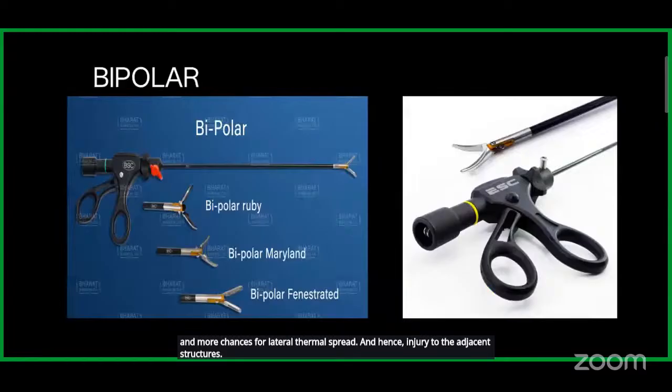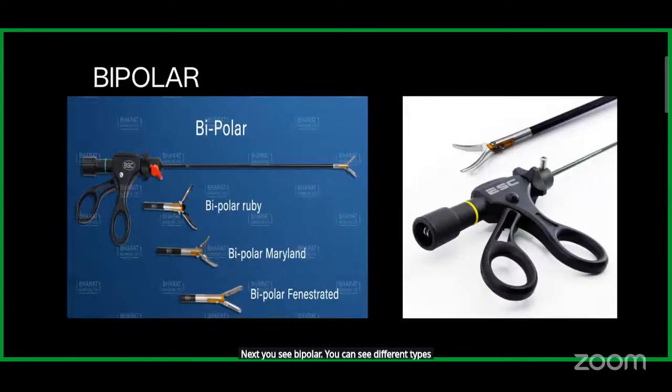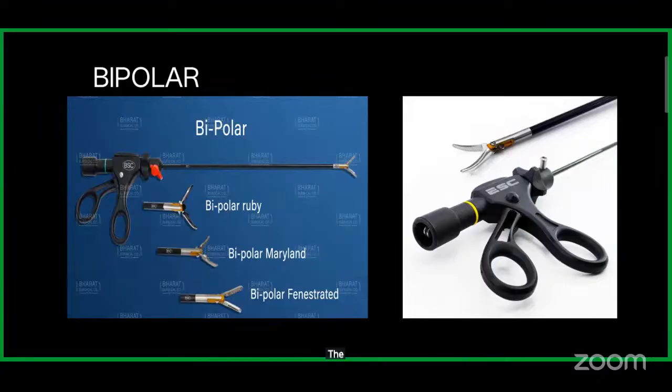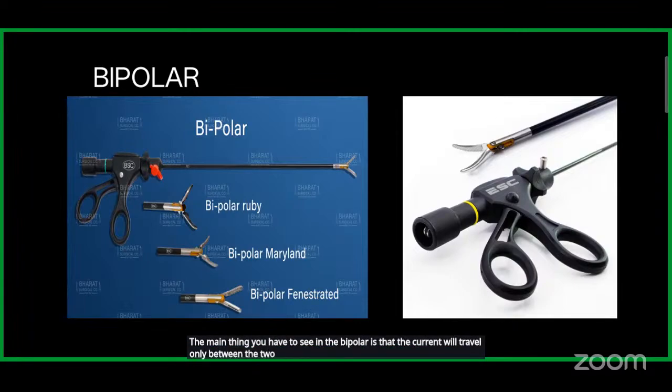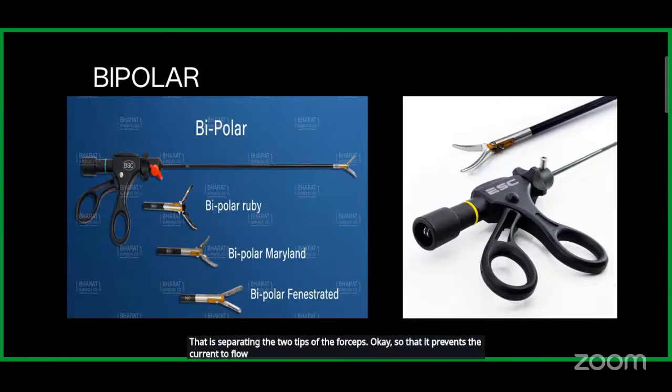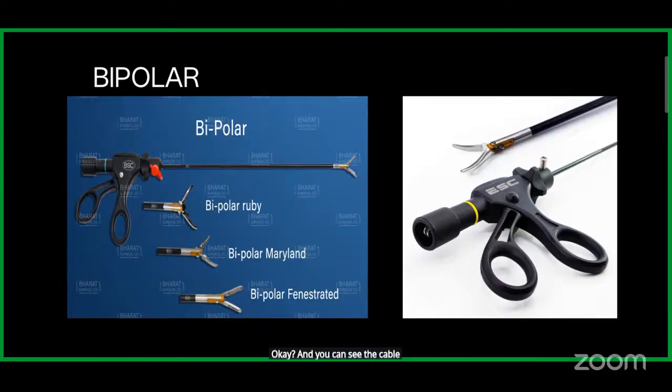Next is the bipolar. You can see different types of bipolar instruments here. The first is a bipolar Ruby instrument. Second is a bipolar Maryland. Third is a bipolar fenestrated grasper. The main thing you have to see in the bipolar is that the current will travel only between the two tips of that instrument. You can see an orangish yellow colored plastic that is separating the two tips of the forceps, so that it prevents the current from flowing in between the tips of the forceps.